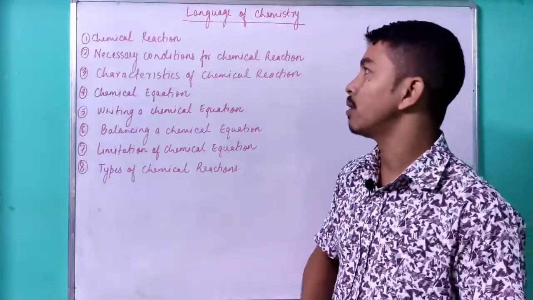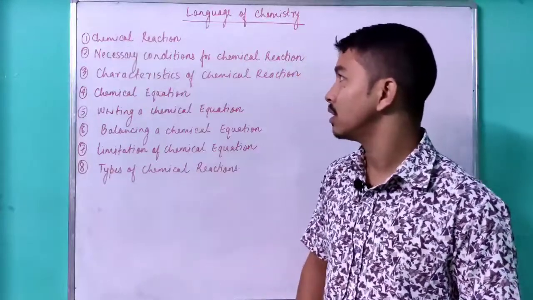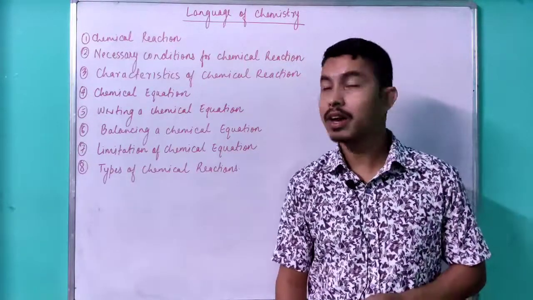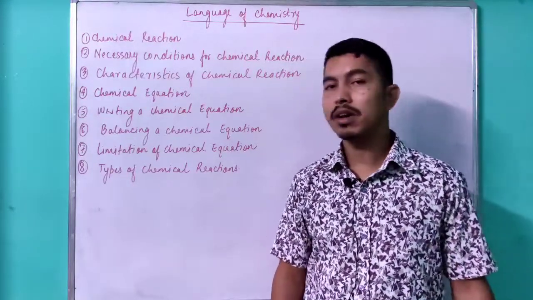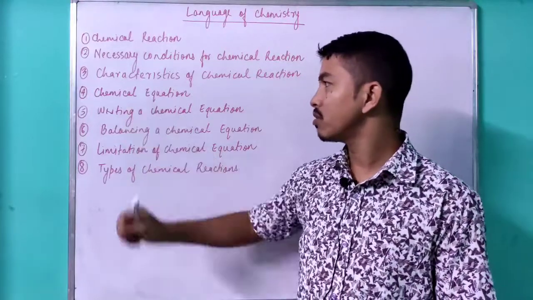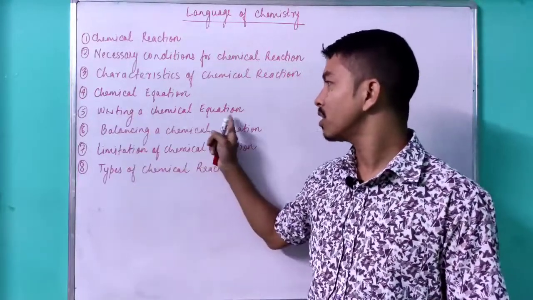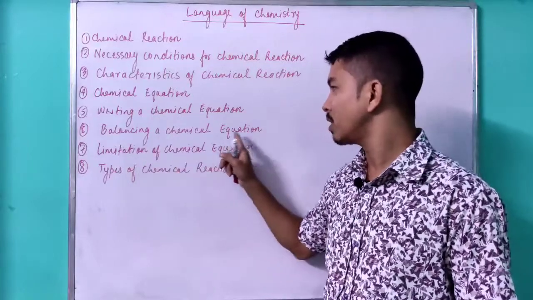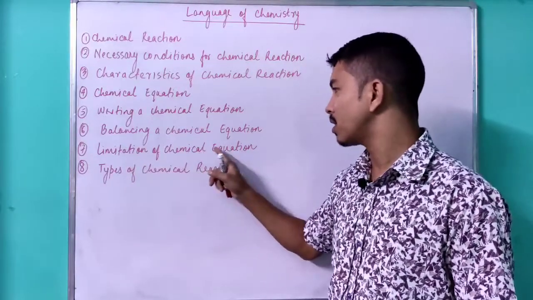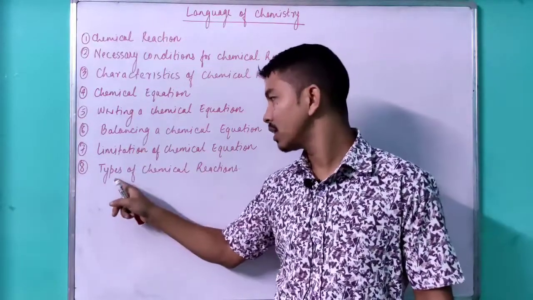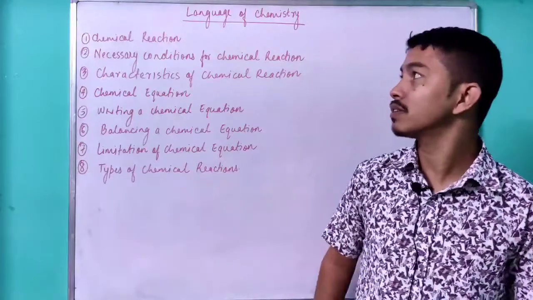We will be learning about the chemical reaction, the necessary conditions for the chemical reaction, the characteristics of the chemical reaction, what is a chemical equation, writing a chemical equation, balancing a chemical equation, the limitations of chemical equations, and finally we will learn the types of chemical reactions.